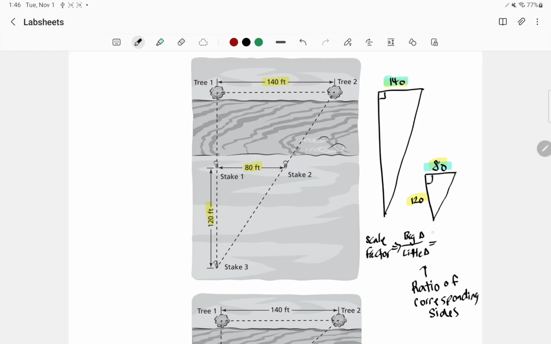Okay, now that's going to be, let's do big triangle to little triangle. What do I need to do to go from little to big? All right, so that'll be 140 over 80, which will simplify down to 14 over 8 or 7 over 4. Okay, so this is my scale factor.